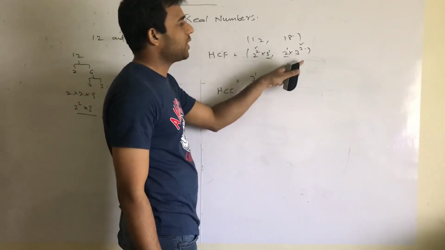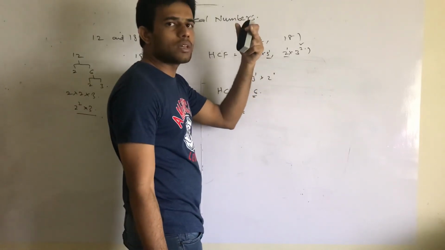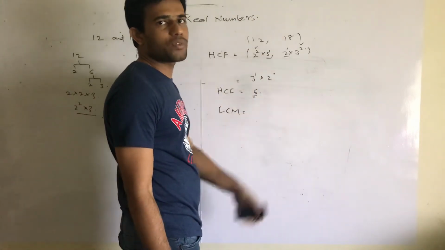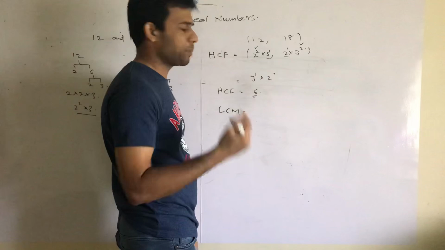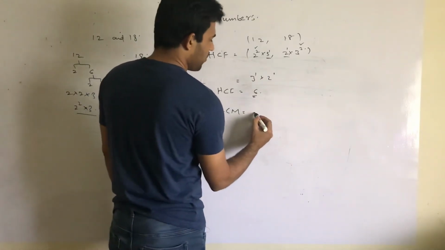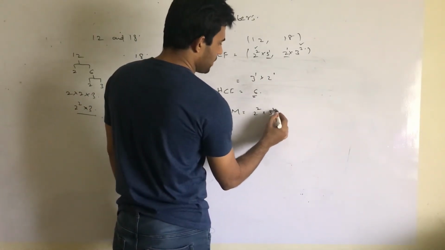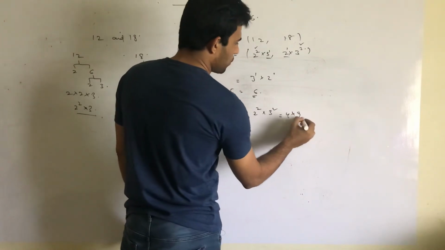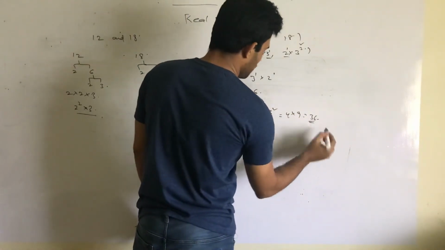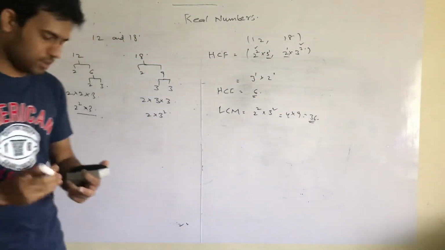Similarly, if I have 3 power 4, that 4 is the highest, so I need to consider 3 power 4 as the greatest power of that prime. Okay, so here I have 2 square into 3 square, so that is 4 into 9, that is 36. So the LCM is 36.